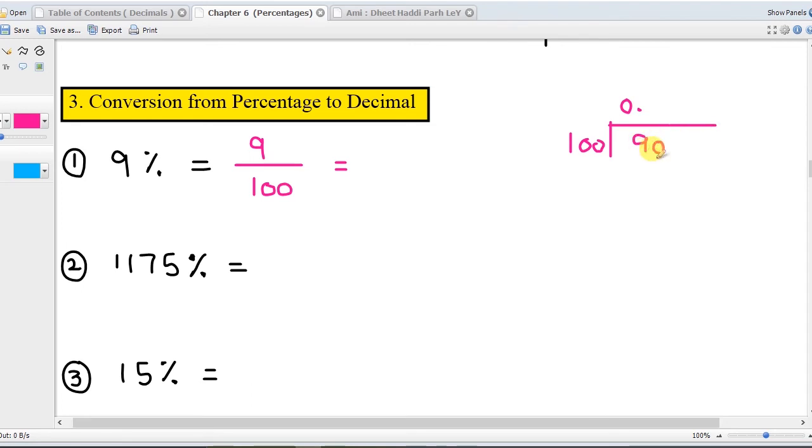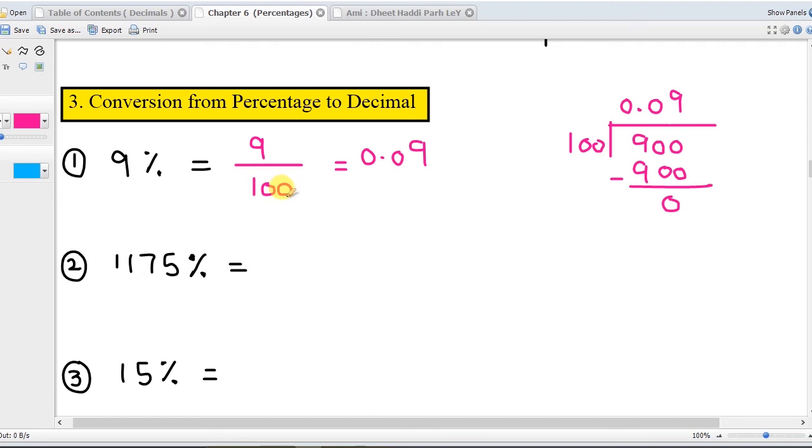Since now it becomes 90, which is still smaller than my divisor, which is 100, again I have to put one more 0. And remember, whenever we put two consecutive zeros, we always have to put 1 zero at the top in our quotient. So now we can divide: 9 times 100 is 900, and the remainder left is 0. So the answer to this value is 0.09, right?